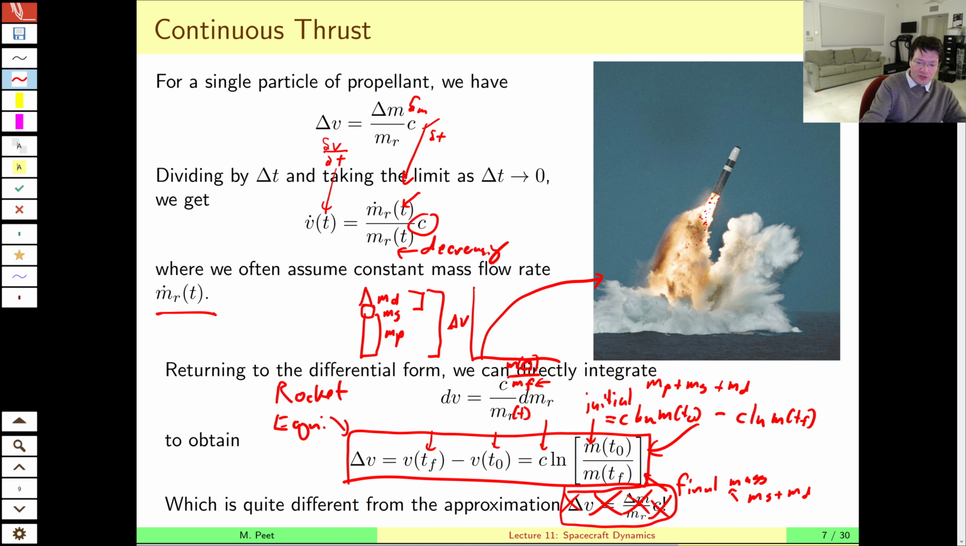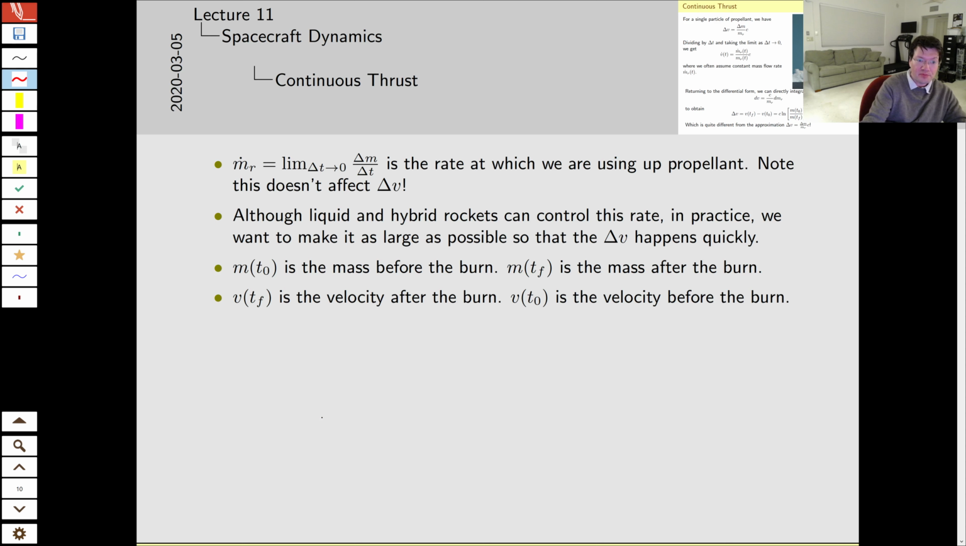So that's the rocket equation. Again, the mass flow rate is the rate at which we're using up the propellant. It doesn't ultimately affect delta V as long as it's constant. However, if you want to achieve that delta V in as short a time as possible, you typically want to use it up quickly, so you make that large. So the first stage typically has a very large mass flow rate.